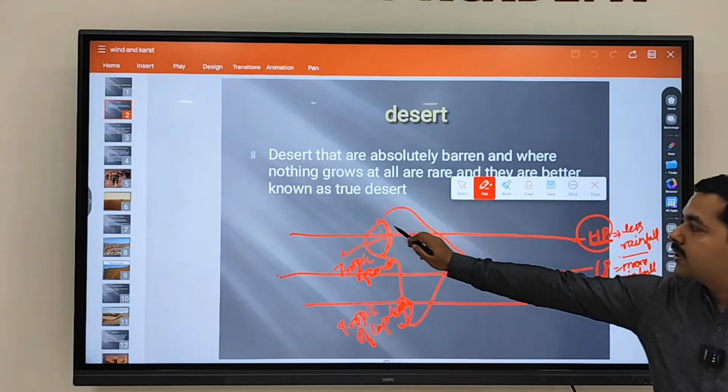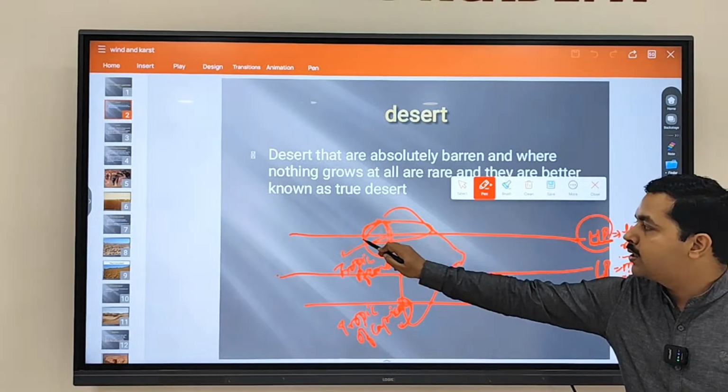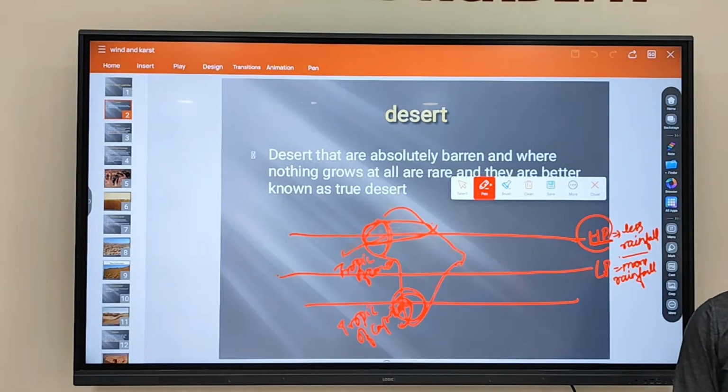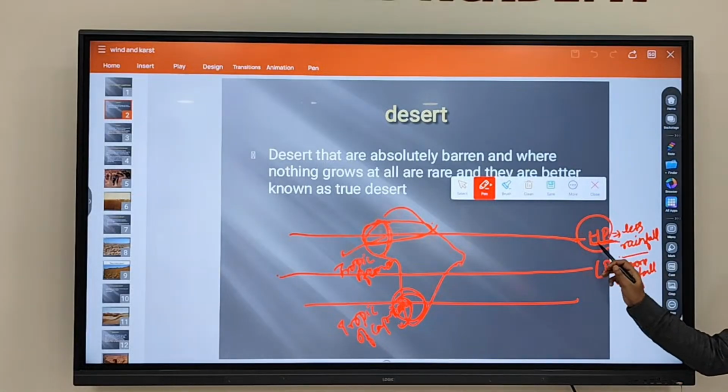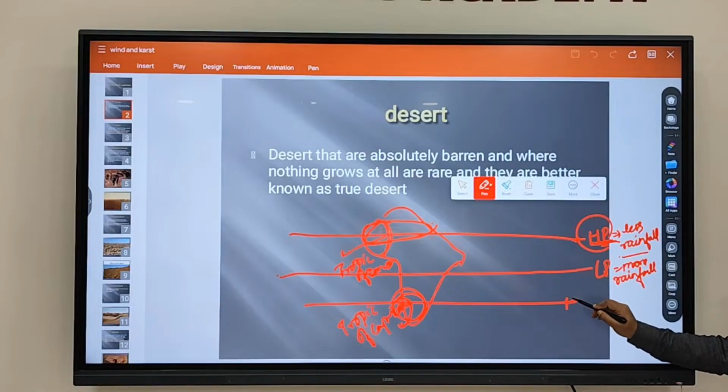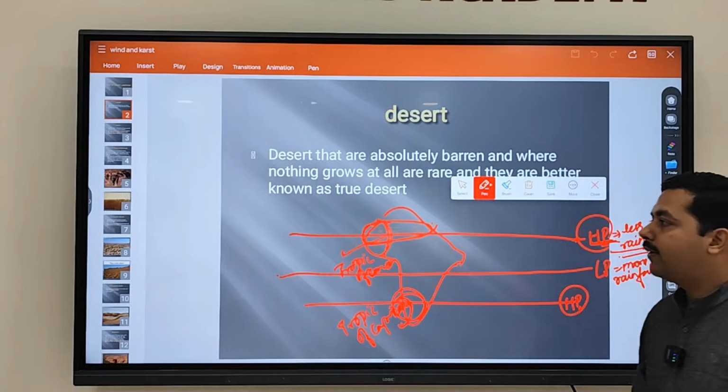So where are we seeing deserts? You are going to see deserts over here. Why are you finding deserts here? One reason is the high pressure zone. Both the Tropic of Cancer and Tropic of Capricorn are zones of high pressure, and a zone of high pressure means less rainfall. Clear?